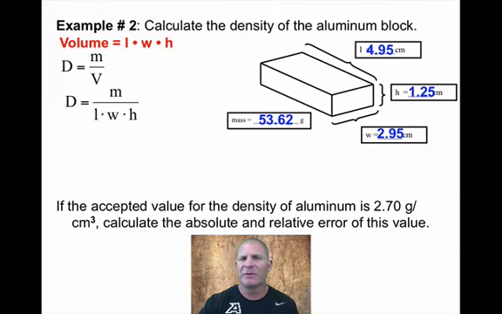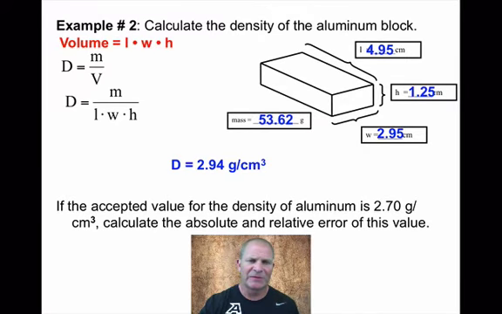Therefore, my answer will be limited to 3 sig figs. All I'm going to do is take my 53.62, divide by 4.95, divide by 1.25, divide by 2.95, equals. And so this process gives me 2.94 grams per centimeters cubed.